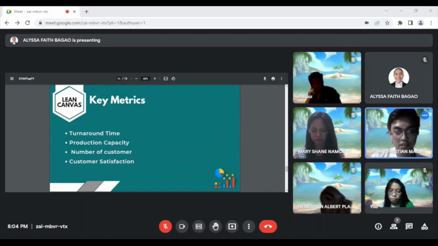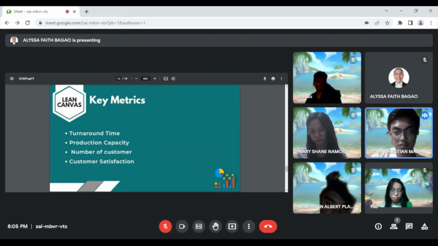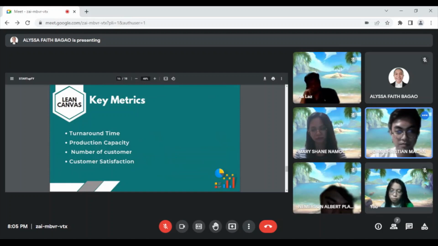So for last, number of customers and satisfaction. This will be the primary key metrics for the service we offered. Our goal is to have regular customer retention for the business and ensure the quality of service we can offer. Next slide.